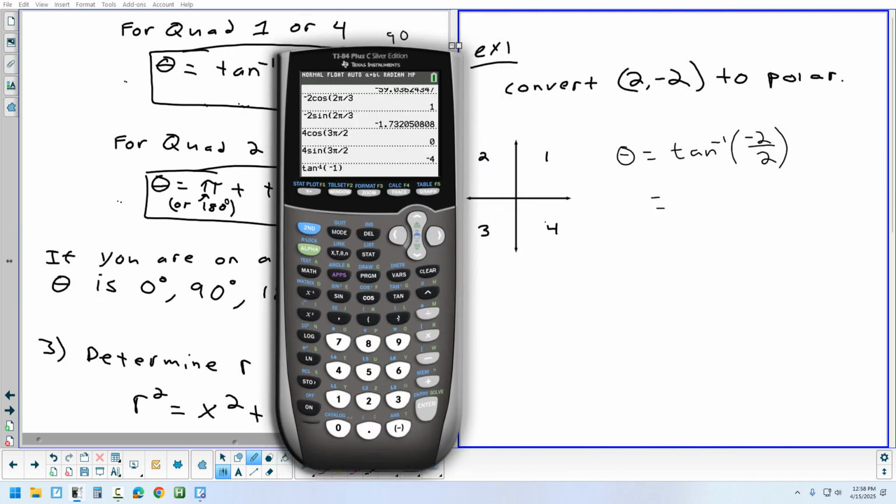Before I hit enter, I'm going to do it in degrees. I always do it in degrees first, because if you're going to get a nice answer, you'll recognize it in degrees. If you had done that in radians, you would have gotten this, and you're probably not going to recognize that as a nice answer. So always do it in degrees first. Okay, so I got -45.